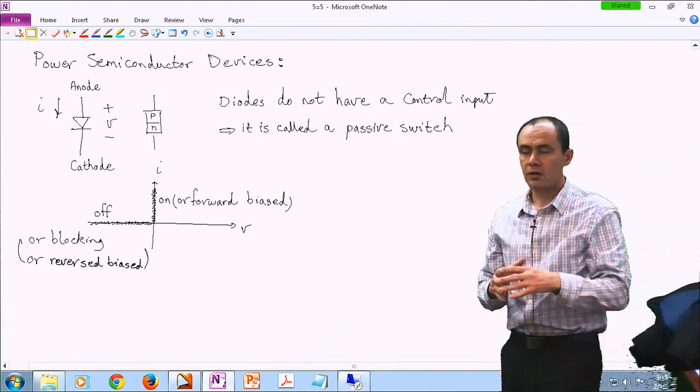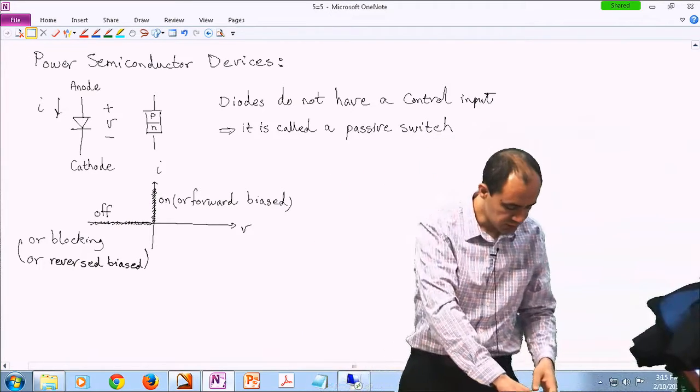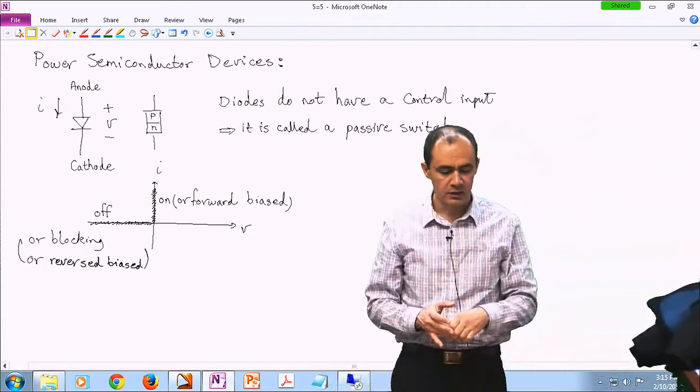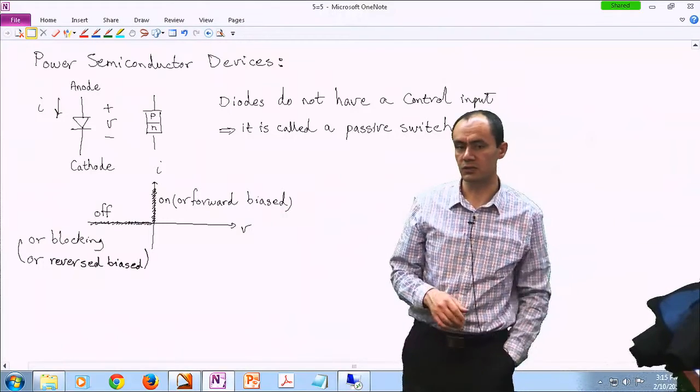Okay, I think we are running out of time. I'm going to stop here. So after the diodes, we are going to introduce IGBTs and MOSFETs, and then we are going to see how we can use these components to realize the power electronic converters that we have seen so far.